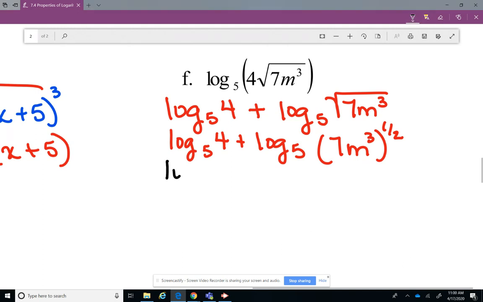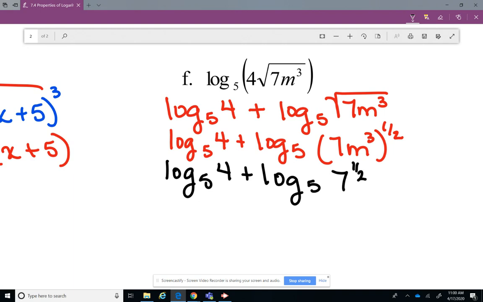I'm going to go ahead and write log base 5 of 4 plus log base 5 of, now that's going to be 7 to the 1/2. Does everybody see that? 7 to the 1/2. All right, now I put my plus sign. Log base 5 of m to the, see how the 3 times the 1/2 here is going to get you 3/2? So a lot of people like it this way because really it makes it one less step.